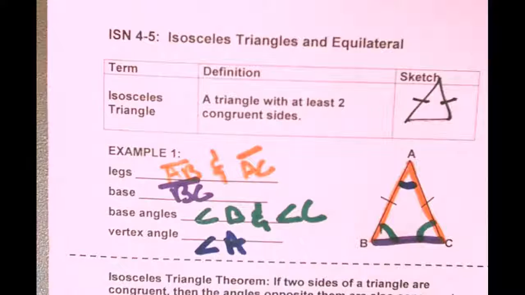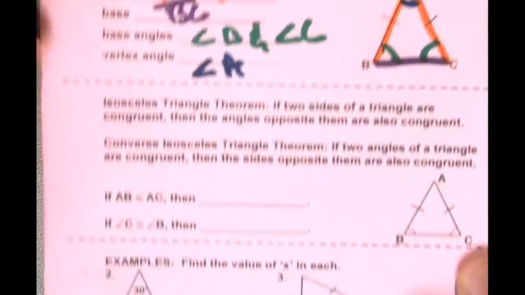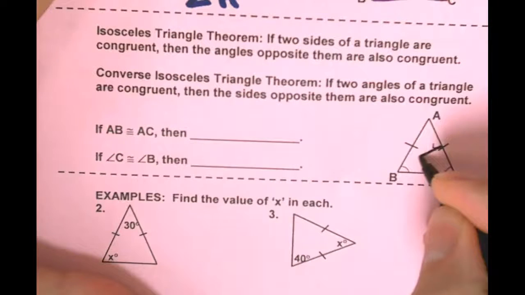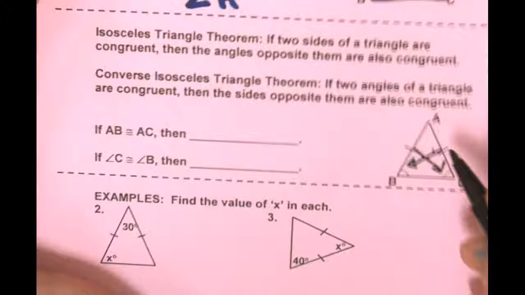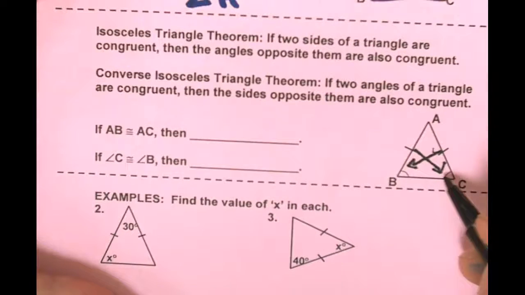Okay, this next part gets a tiny bit wordy. You just have to bear with me for a second. I'm going to read the definitions out. Isosceles triangle theorem: if two sides of a triangle are congruent, that means it's an isosceles, then the angles opposite of them are also congruent. Opposite angles. So here's your side. The opposite angle is right there and right there. If this side is congruent to this side, this angle is congruent to this angle.